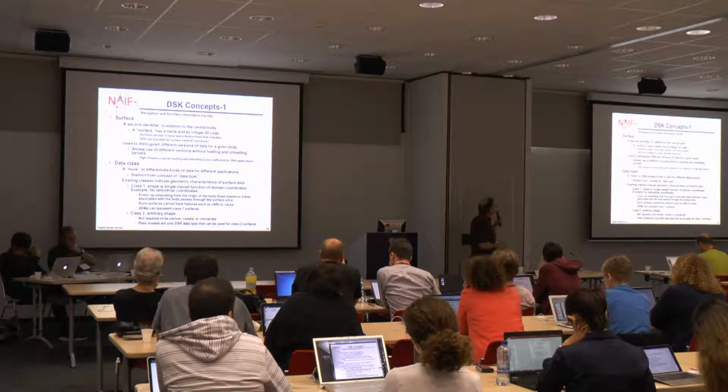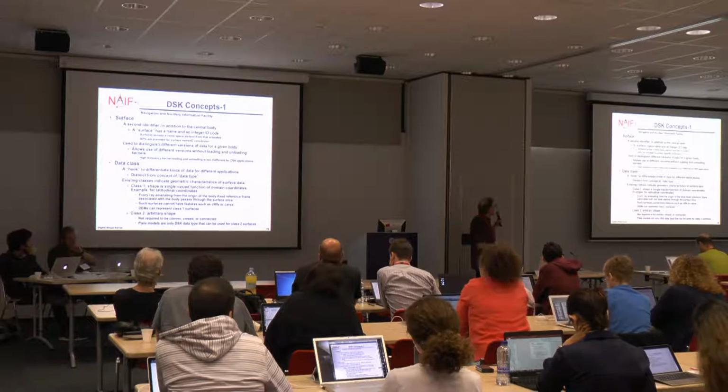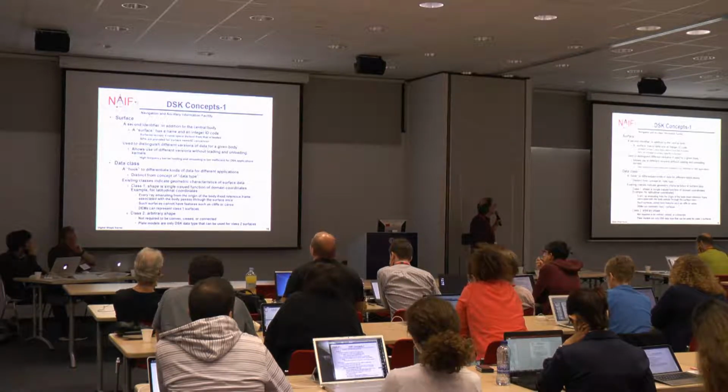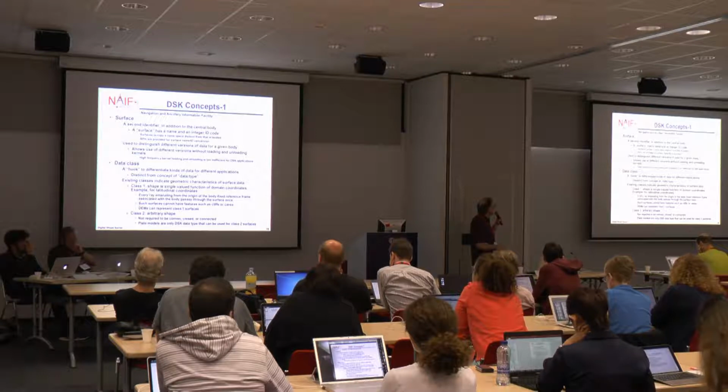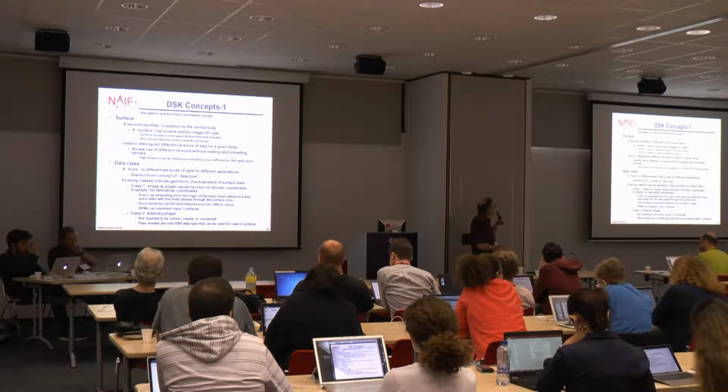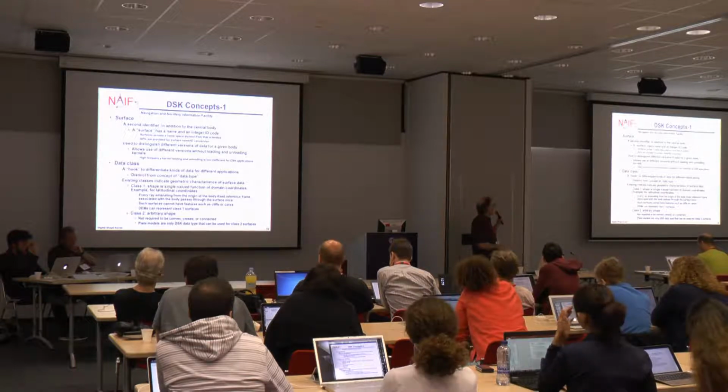Data class: this is a hook to differentiate different kinds of data for different applications. It's a distinct concept from data type. And the data classes express geometric characteristics of surface data. Class 1: shape is a single valued function of domain coordinates. For example, for latitudinal coordinates, if every ray emanating from the origin of the body-fixed reference frame associated with the body passes through the surface just once, that would be a class 1 shape.